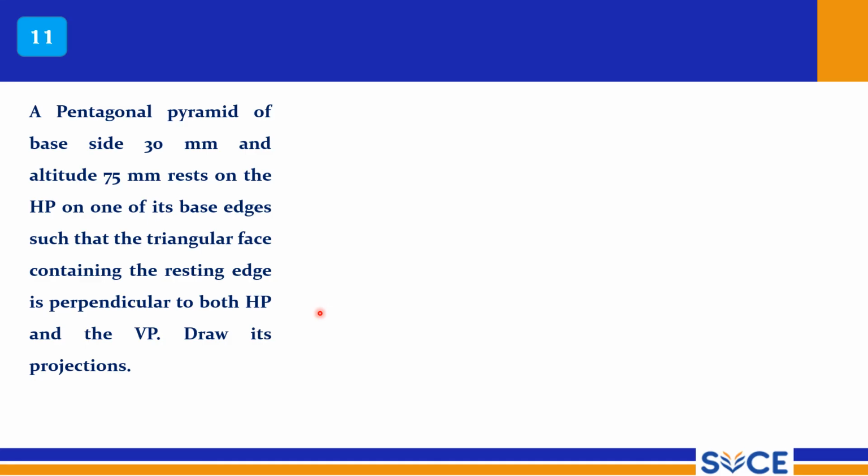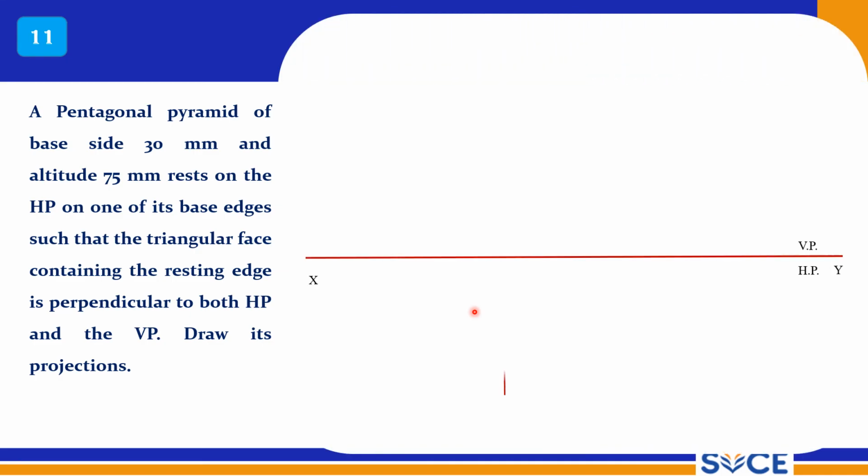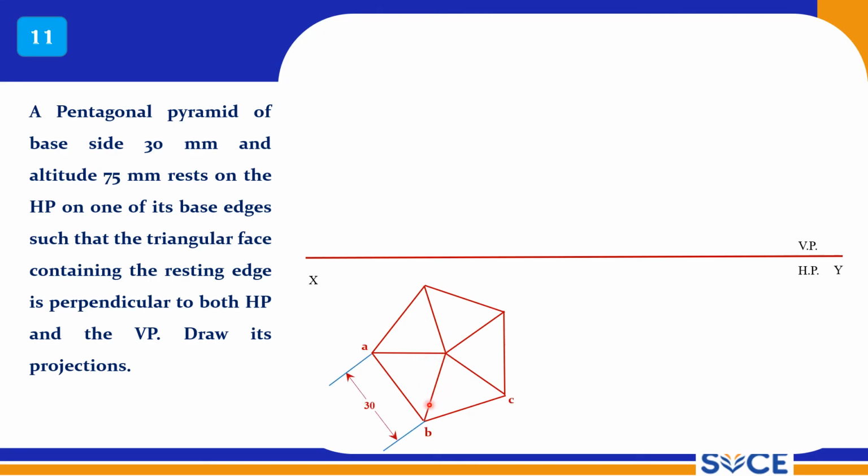So here also, same as the earlier problem, the only difference is it is a pentagonal pyramid. It is the triangular face containing the resting edge that is perpendicular to both HP and VP. On the right side you draw the edge, and draw the pentagonal pyramid. It should be drawn with thick lines, and you have A B C D E O.